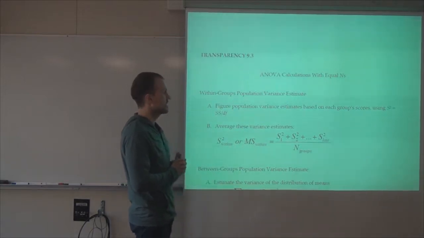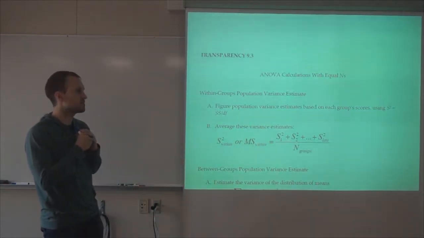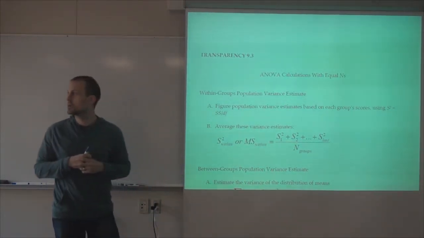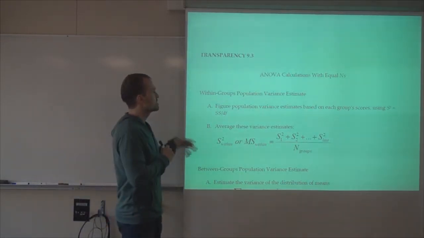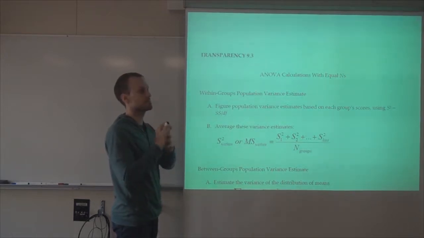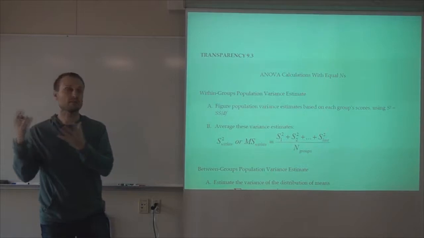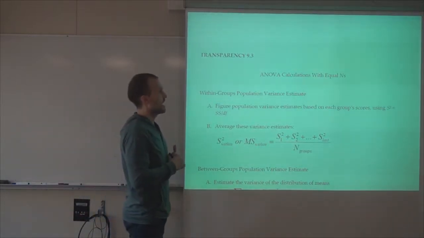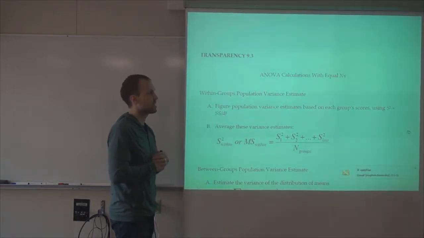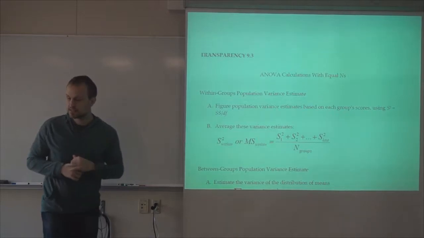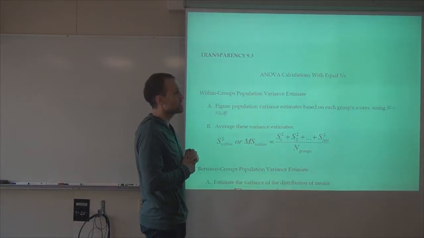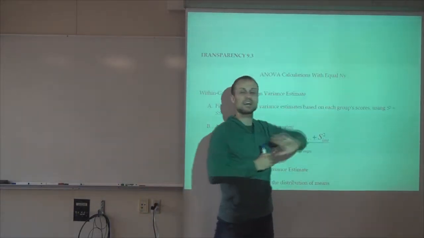I'm just going to go through this first, get a feel for what it involves, and then by way of example we'll see exactly how the calculations go. So the within groups population variance estimate. I'm going to look at each of my samples, representing, hopefully, each of the populations involved. And I'm going to calculate the sum of the squares divided by the degrees of freedom, which is the sample size minus 1.